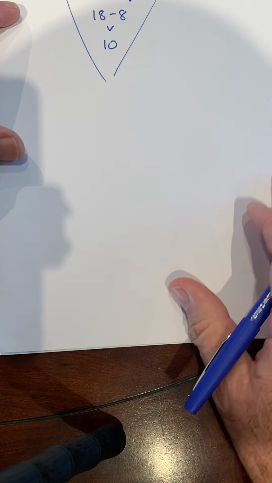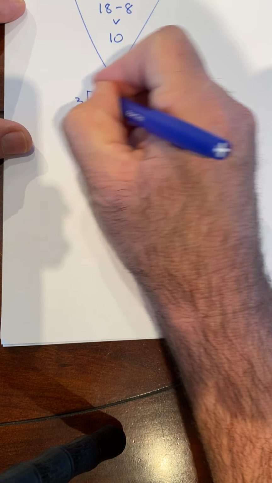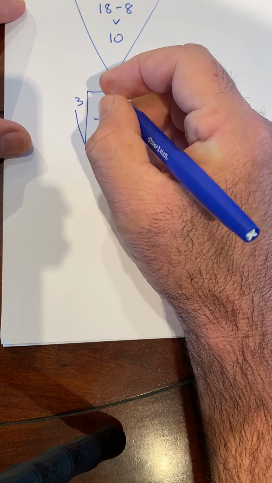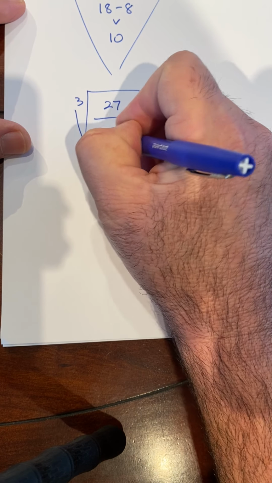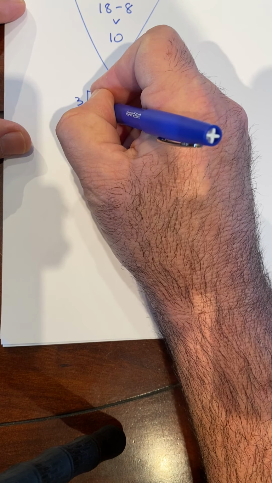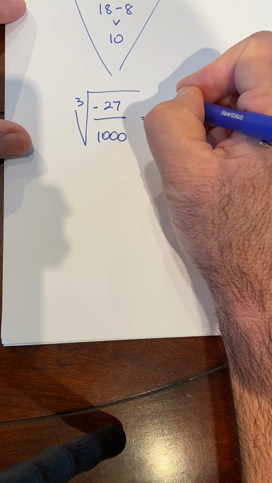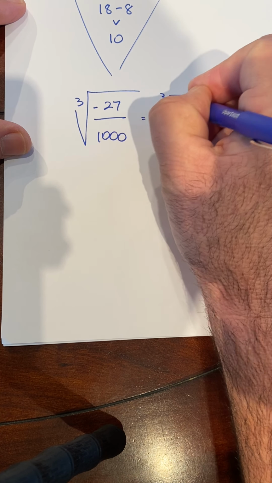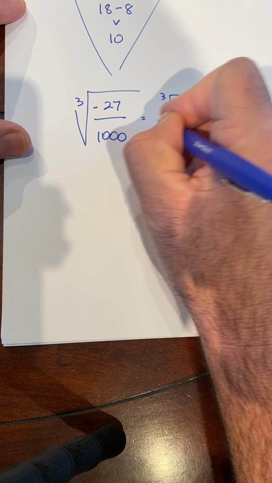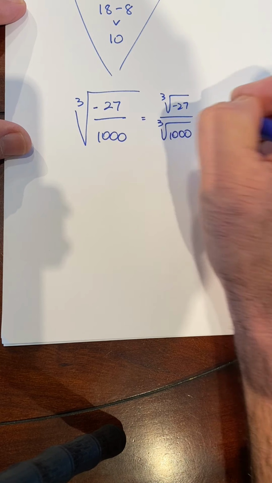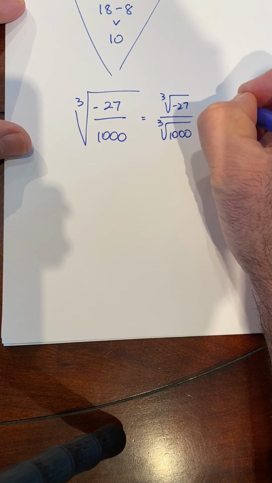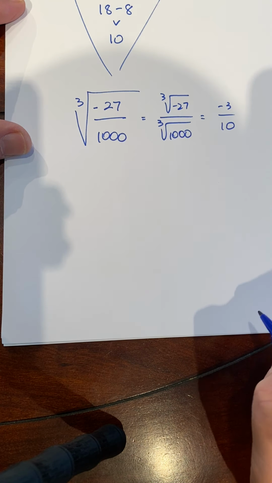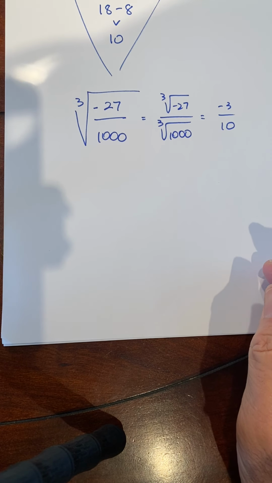I'll show you one more. Let's say we wanted to know the cube root of 27 over 1,000. Okay, let's make it negative. So then this becomes the cube root of negative 27 over the cube root of 1,000. Those are both perfect cubes, negative 3 over 10. Okay?